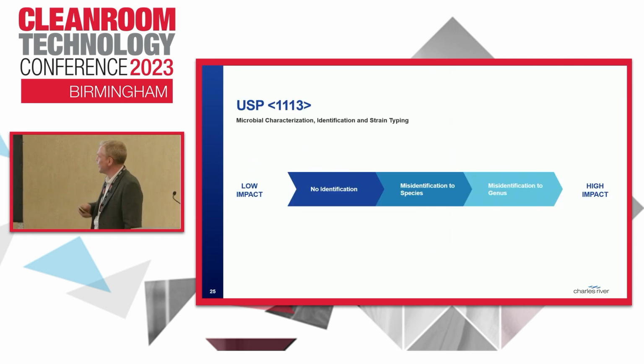Misidentification to species. So it gets the genus name right, but the species wrong. And the biggest impact is completely the wrong name. It gets the genus name wrong. And that leads to things like flawed investigations, looking for the wrong organism in the wrong place. Trending may not be effective. You may have a non-sterile product that you think has no objectionables in it. If your ID system gives you the wrong name, you may release a product that has an objectionable organism in it.